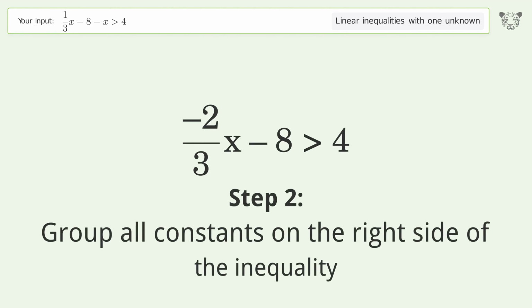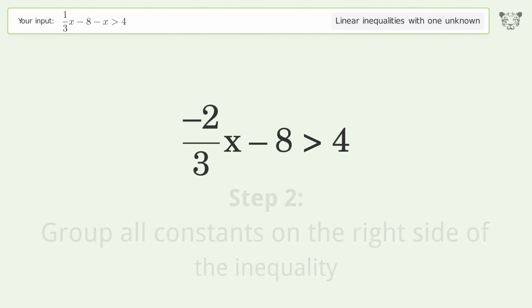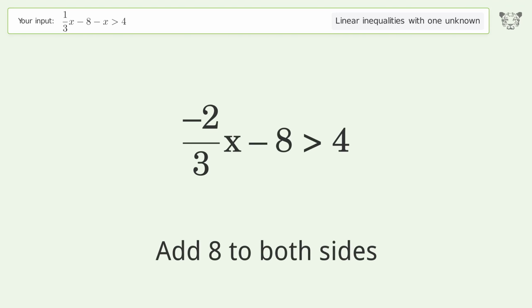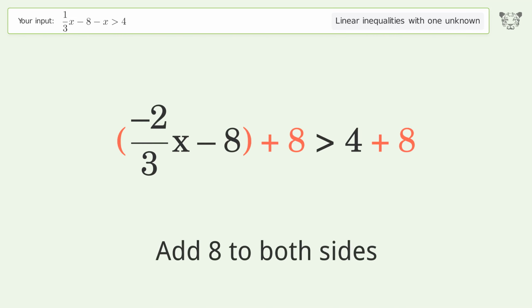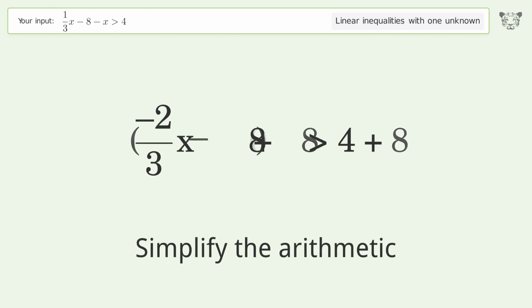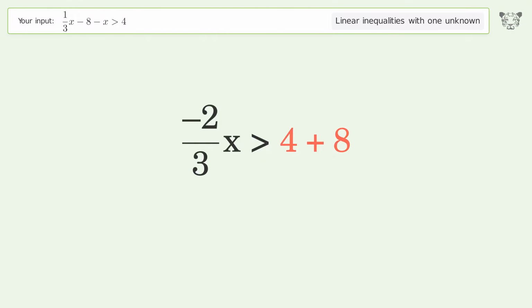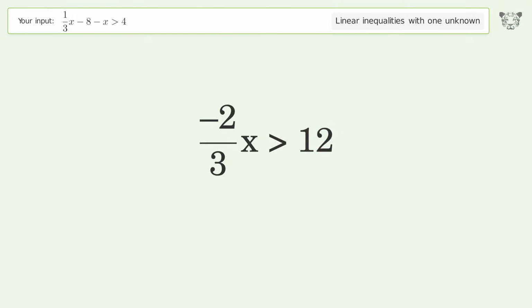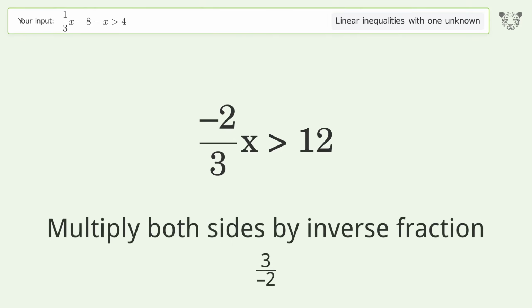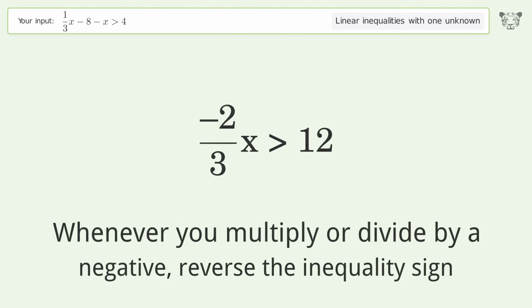Group all constants on the right side of the inequality. Add 8 to both sides. Simplify the arithmetic. Isolate the x. Multiply both sides by inverse fraction 3 over -2. Whenever you multiply or divide by a negative, reverse the inequality sign.